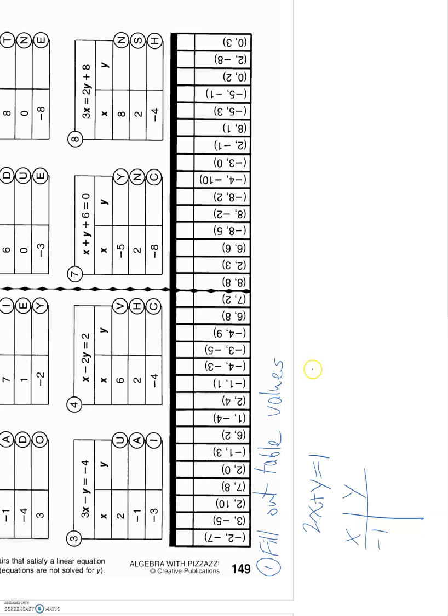So that becomes x equals -1, 2 times -1 plus y equals 1. So now our equations aren't as easy as it was yesterday. Now we have to do a little bit of algebra work. So -2 plus y equals 1. And then we add 2 to both sides, and we get 3 as our answer. So 3 is our y value.